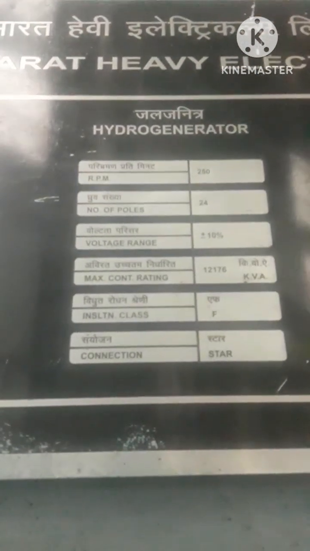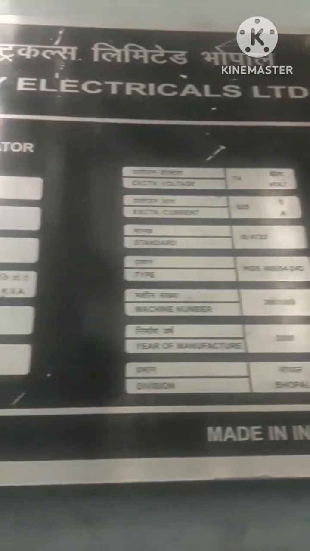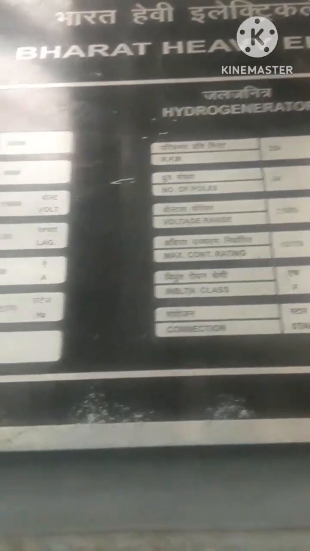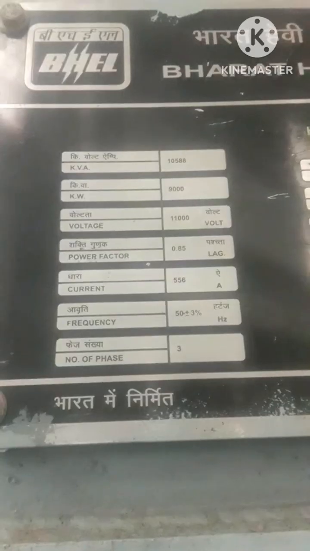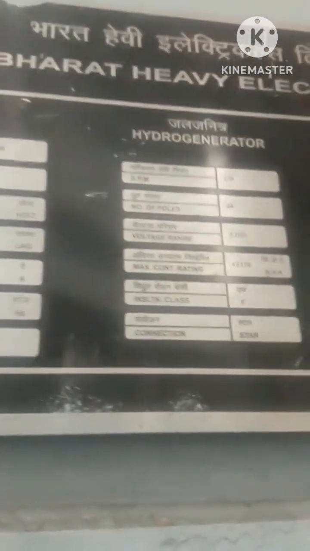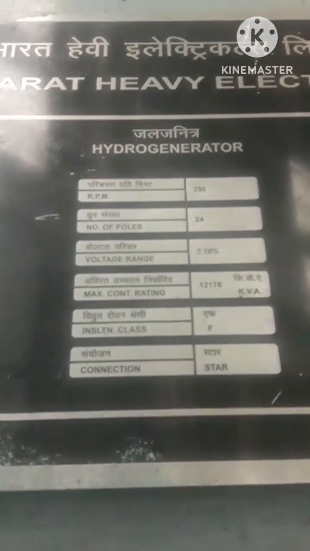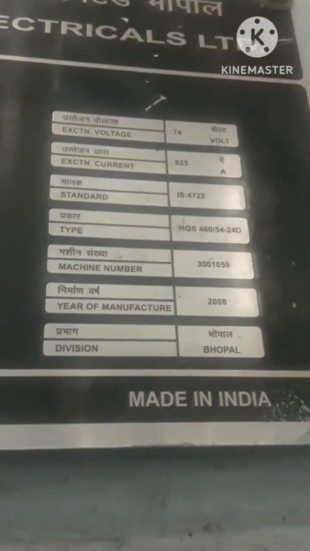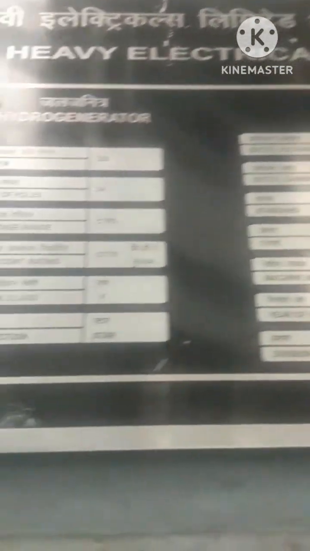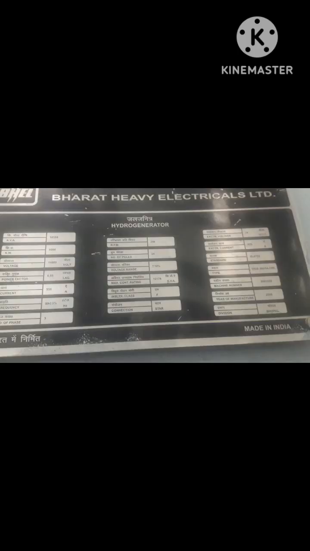In every power plant, the type of generator we use is a 3-phase synchronous generator, and its speed is 250 rpm. With 250 rpm the turbine will rotate and the generator will rotate. The poles used in this three-phase generator are 24 poles, and the frequency is 50 hertz plus or minus 3%. The insulation class is F type, and the connection that we use is star connection. The power factor is 0.85 lagging.